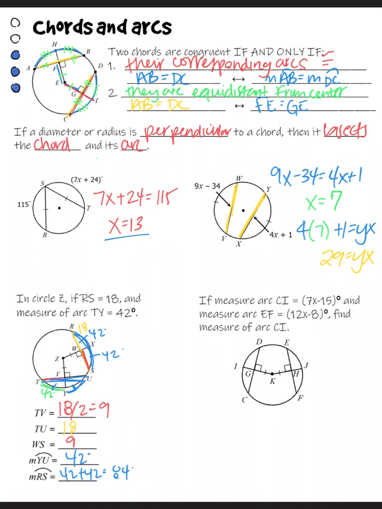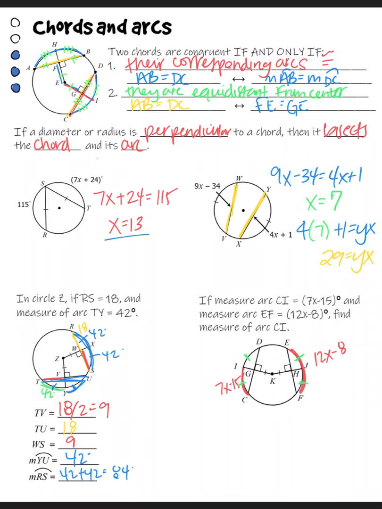That's it. So if the measure of CI equals 7x minus 15, and the measure of EF is 12x minus 8. Find the measure of arc CI. So these two are not congruent, right? This is congruent to this half. These little pieces are congruent.